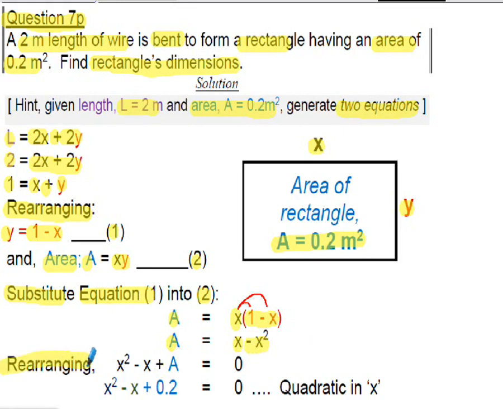Rearranging again to get all my terms onto one side of the equation. In this case I've taken x from both sides and I've added x squared to both sides. So we write in here, I get x squared minus x plus A is equal to 0. Just take a moment to think that through for yourself. I am taking x from both sides and I am adding x squared to both sides. All I do now is put the value of the A, which is 0.2, into the equation. So my final equation for the quadratic is x squared minus x plus 0.2, and that's equal to 0. And that's a quadratic equation in terms of x.